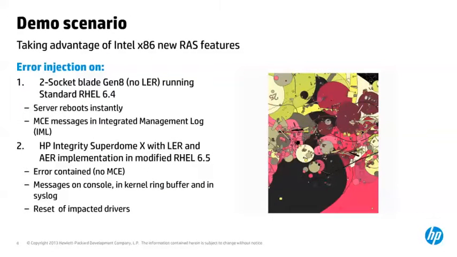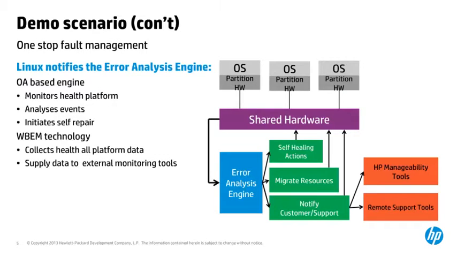In the first part of the demo, we corrupt a network adapter register of a mid-range server not featuring Intel's Live Error Recovery and running a standard Red Hat 6.4 operating system. In the second part, the same error will be injected in a SuperdomeX running a more recent version of the operating system. The server will survive, and the network traffic will resume after a reset of the impacted drivers. In the last part of the demo, we'll review the log messages of the error analysis engine stored in the onboard administrator of the server's enclosure.